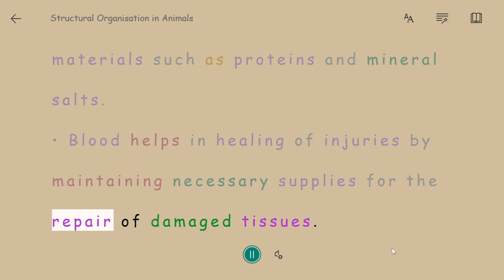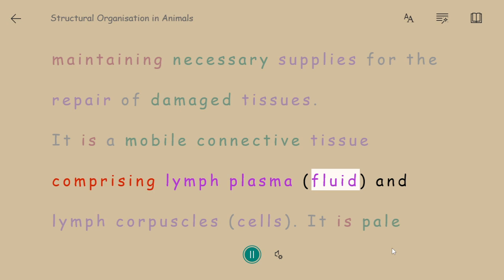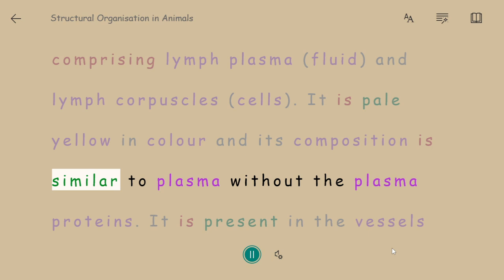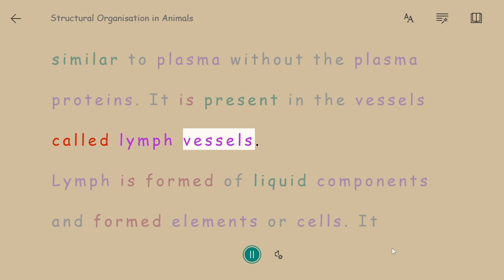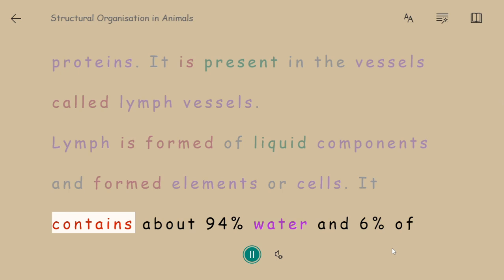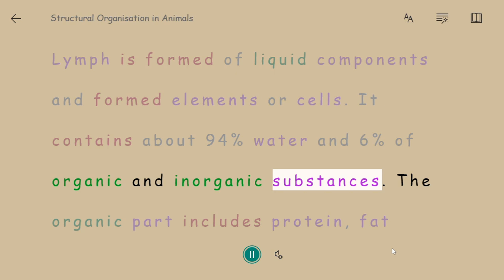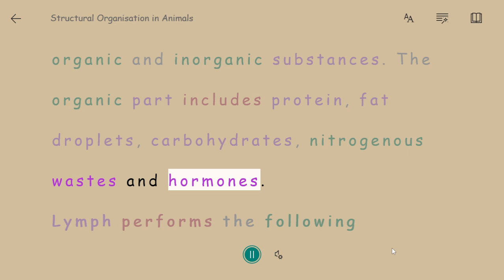Lymph is a mobile connective tissue comprising lymph plasma, fluid, and lymph corpuscles, cells. It is pale yellow in color and its composition is similar to plasma without the plasma proteins. It is present in the vessels called lymph vessels. Lymph is formed of liquid components and formed elements or cells. It contains about 94% water and 6% of organic and inorganic substances. The organic part includes protein, fat droplets, carbohydrates, nitrogenous wastes, and hormones.